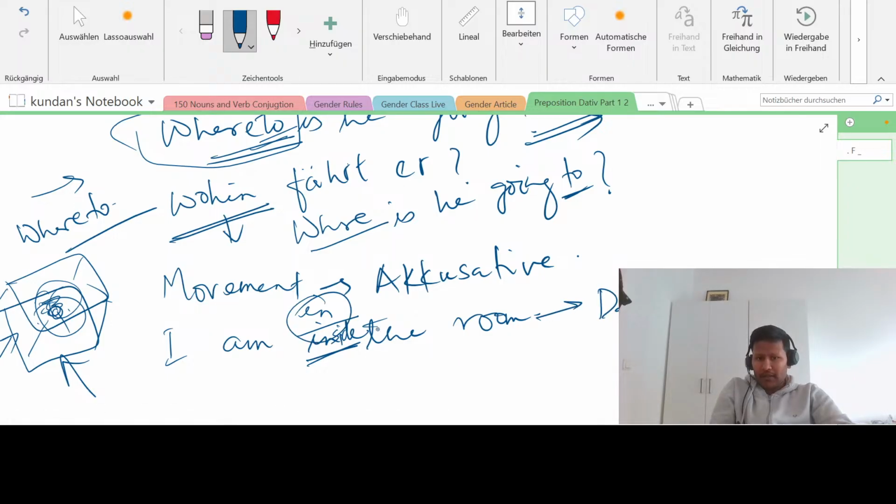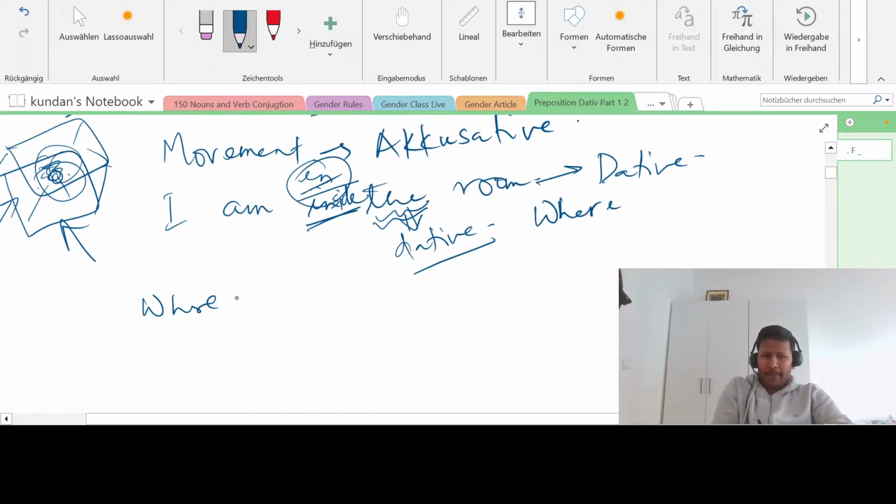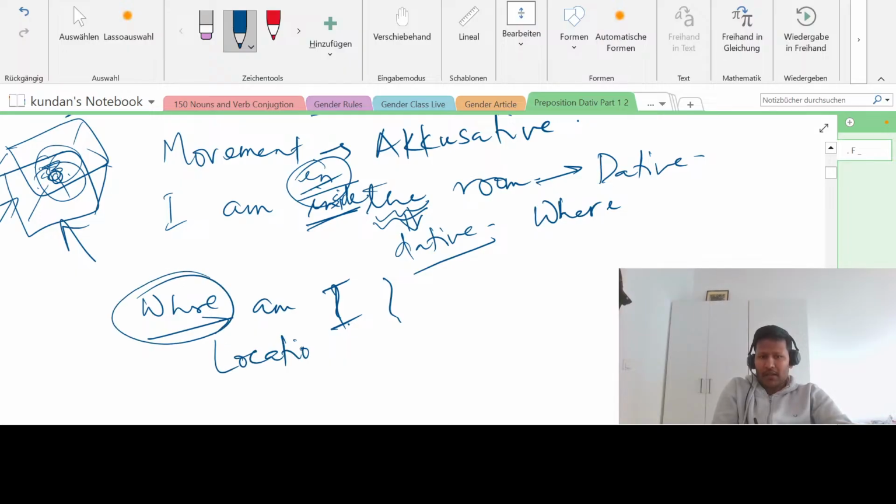So this in is dative. So whatever article is there here, this becomes dative. This will be in dative case. Okay, this is what we have to see here. All right, so here this is location. How will you form the question? You will say, where am I? So he's not asking where he is going. He's asking about the location. So in this case, wherever you are talking about location, it is always dative. Okay, this you have to take into account.